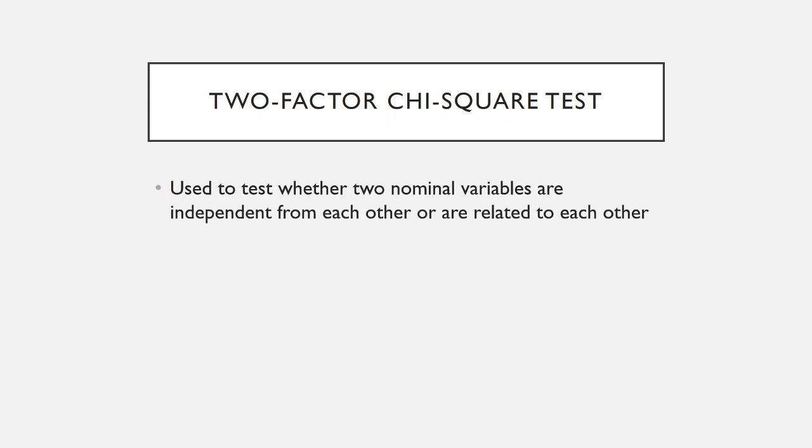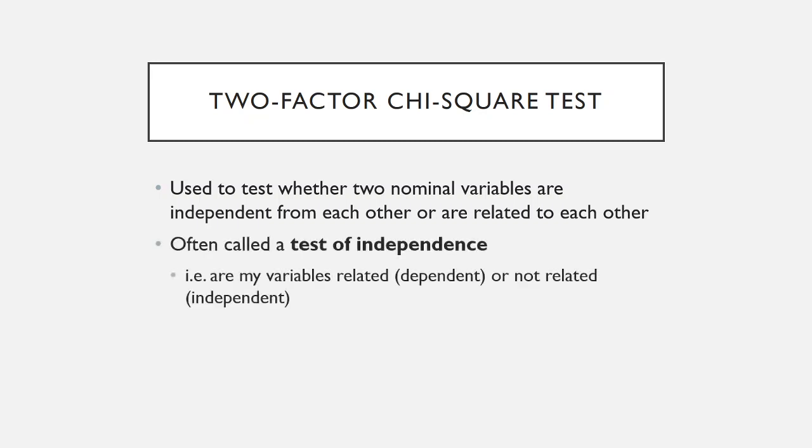Okay, so your two-factor or two-way chi-square test is used to assess whether or not two nominal variables are independent from one another, or are related to one another or associated with one another. This is why it's often referred to as a test of independence, right? Are my variables related to one another? That is to say, are levels of one dependent on levels of the other? Or are they unrelated, i.e., independent?